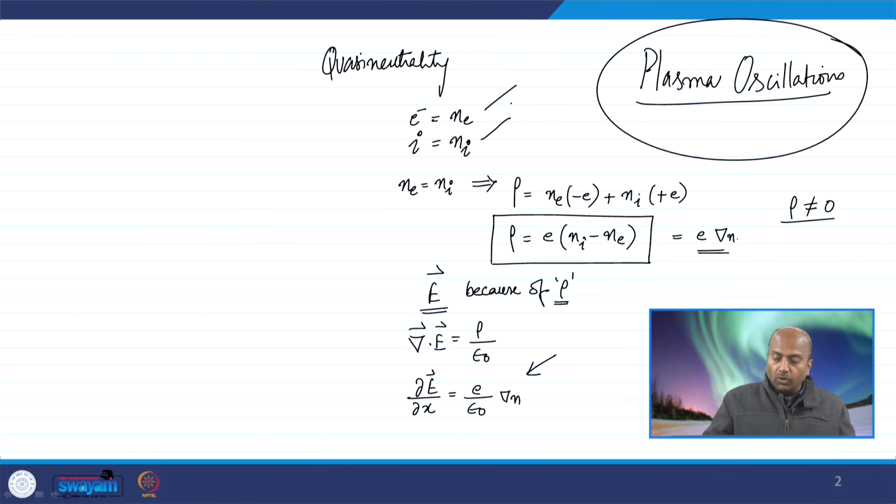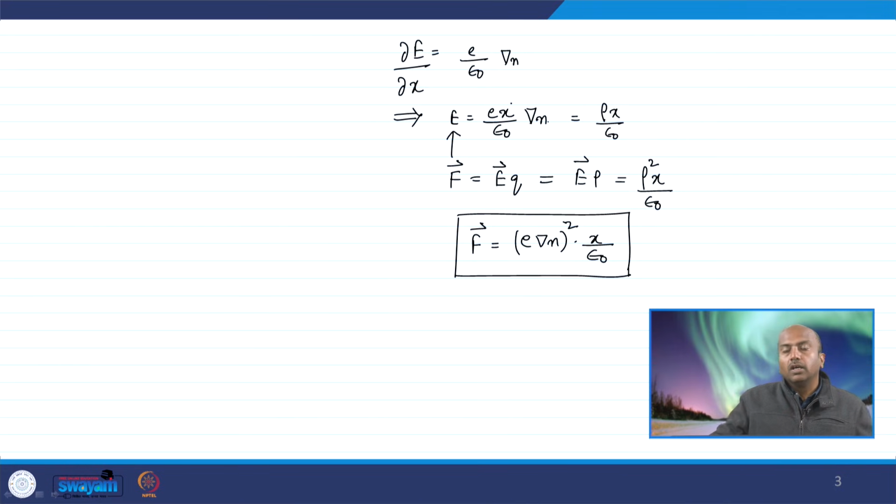So, what is x here? X can be assumed to be the distance over which the charge inequality is existing. Okay, so F is the force which will act along this particular distance, right? Now, delta n is, of course, what is it?